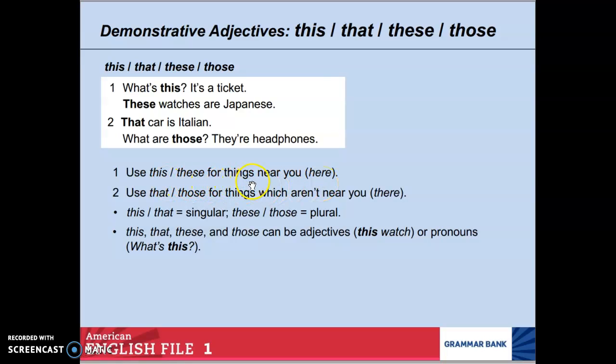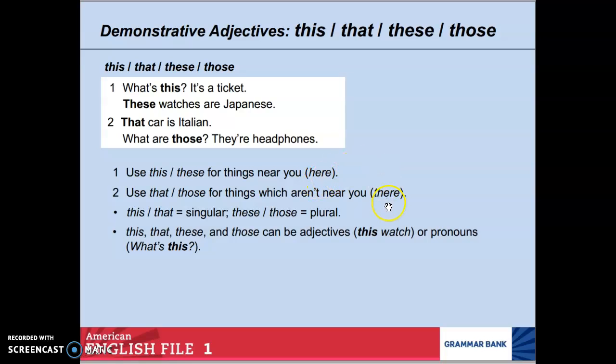Los ocupamos para señalar cosas que están cerca de uno, que están aquí. We use that or those for things which are not near you, that is, that are there. Y ocupamos that or those para señalar aquellas cosas que no están cerca de uno, es decir, que están lejos, que están ahí. So notice the difference.